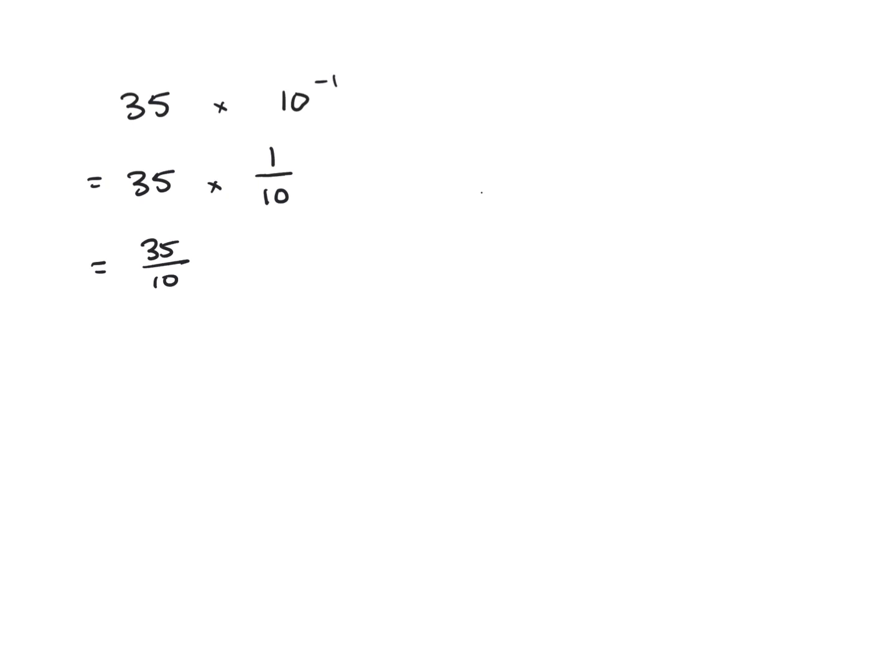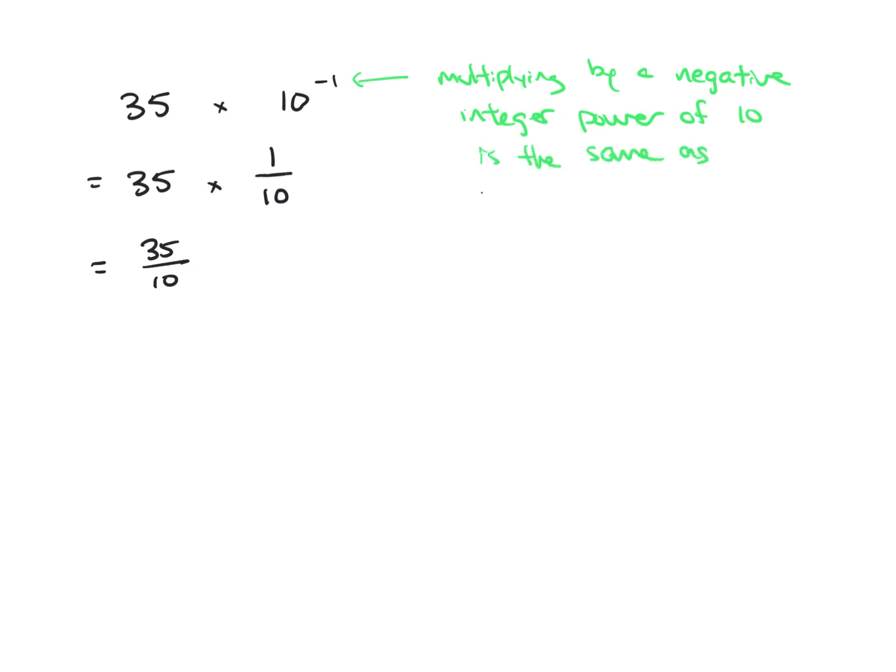So in other words, what I'm trying to say is when you're multiplying by a negative integer power of 10, you're really actually dividing by a power of 10. Okay, so multiplying by a negative integer power of 10 is the same as dividing by a power of 10.